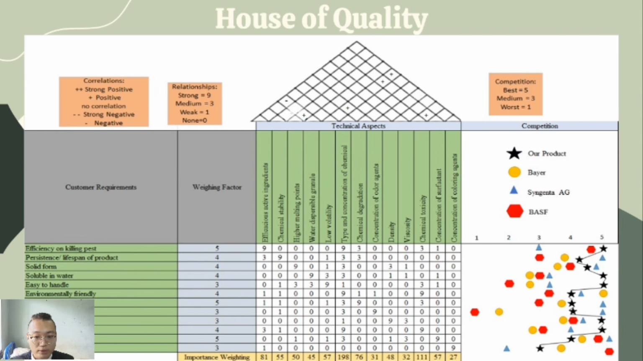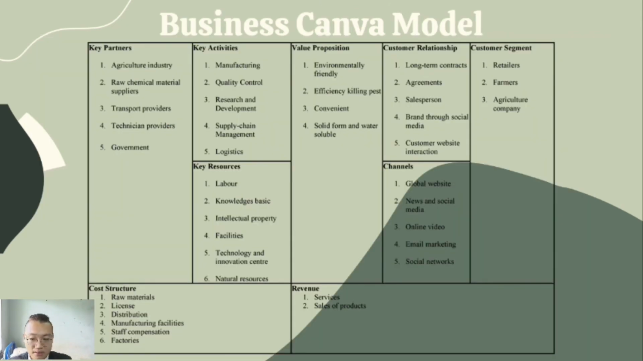Next one is the house of quality, and the legend shows the correlation: positive, negative, and no relationship between the technical aspects, and also the relationship, where 9 represents strong, 3 is medium, 1 is weak, and 0 is none. And then for competition, 5 is best, 3 is median, and 1 is worst. And also our product is compared to the 3 other competitors, Bayer, Syngenta AG, and BASF. Next one is the BMC, the business model canvas for pesticides.